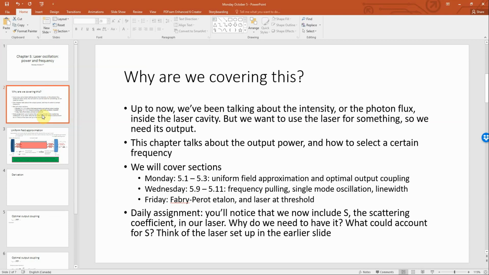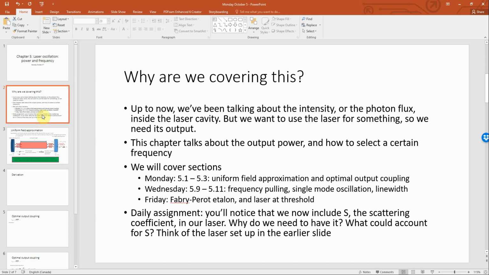So up to now, we've been talking about the intensity or the photon flux that's inside the laser cavity. So we've been talking about gain, we've been talking about the transmission, the reflection of the mirrors. But the thing is, we actually want to use the laser for something, right? You push the button on your laser pointer and you want to shine this laser across the room, or you have this laser that you want to shine on some experiment. You don't put the experiment inside the laser. The experiment is outside the laser. So we need some of this light to be coming out of this laser.